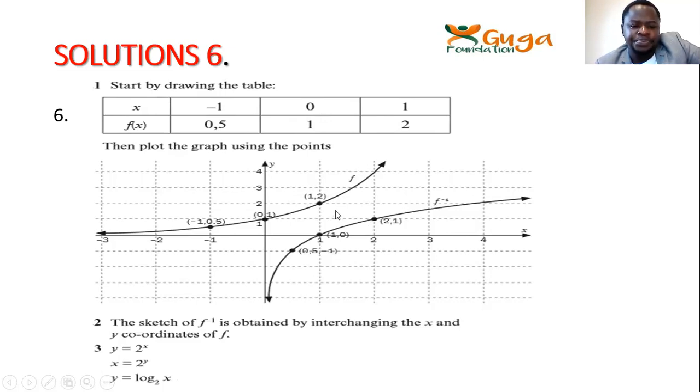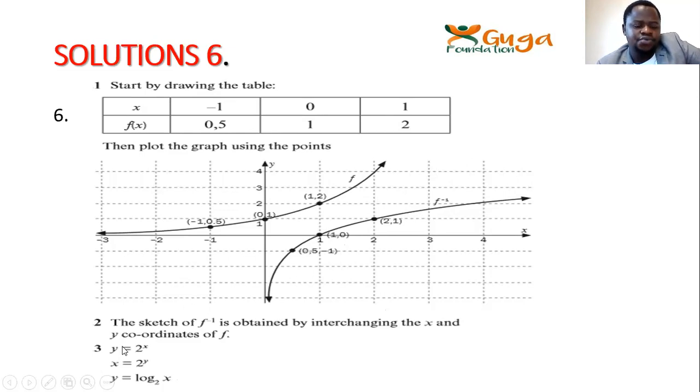So now for you to draw the inverse graph, here the coordinate is (1, 2). To make it an inverse, you exchange, so it will be (2, 1). So you put your coordinate here, (2, 1), and then here (0, 1) will be (1, 0). You put a coordinate here, then here it will be (0.5, -1). You put a point here, then you join the coordinates, right? We were not told to draw the line y is equal to x here, so just leave it like that.